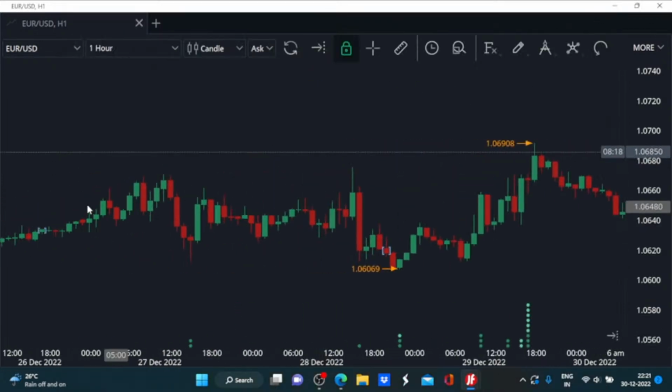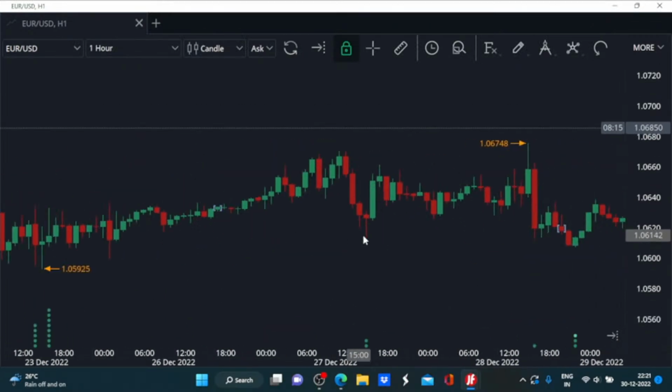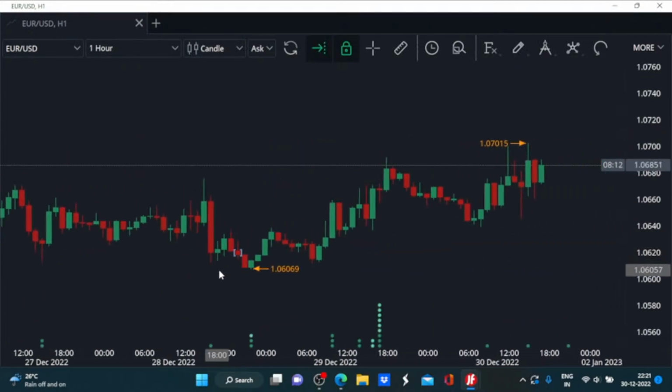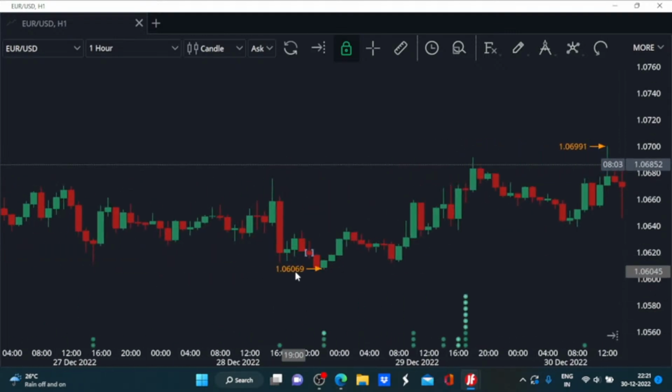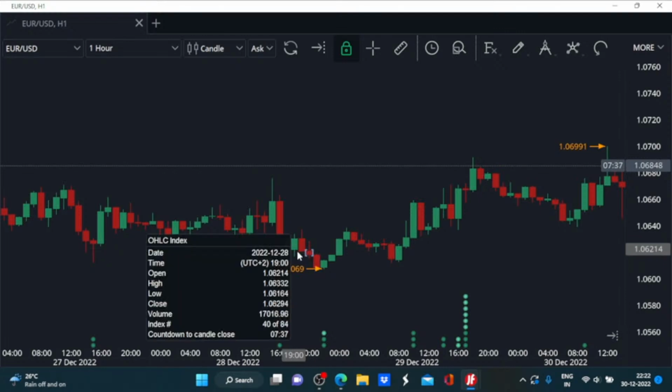Now, coming to the formation uses, the concept is simple. Let's consider the immediate formation here. This three outside down is formed. It is confirmed when we have this third candle, which is on the bearish side. Its closing value is lower compared to the closing value of the prior candle, and the closing value is also lower than the opening price. Then we look at this middle candle.